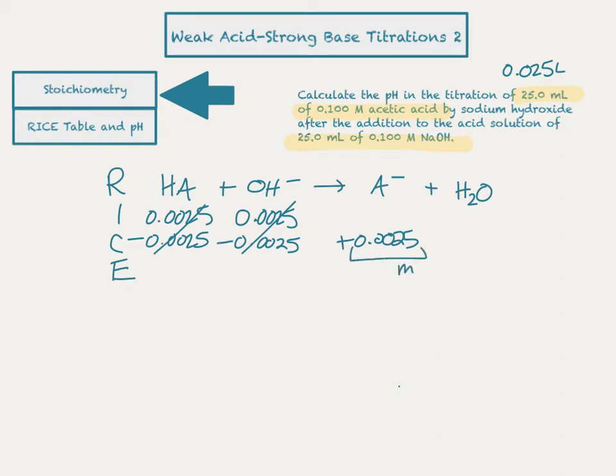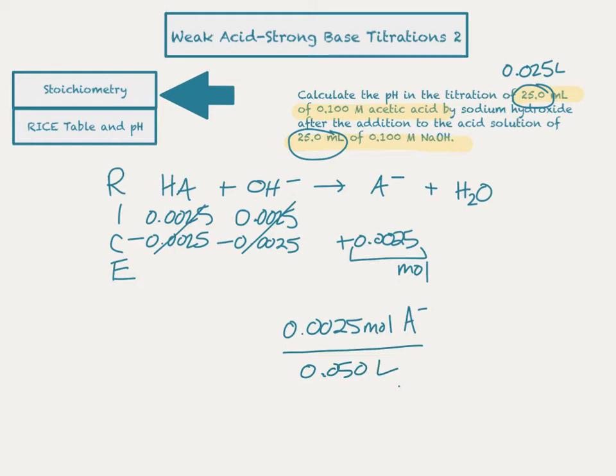I need to take these moles and turn them into a concentration to do the second portion of my question. So what I need to do is figure out how much total volume I have. I have 25 milliliters plus 25 milliliters for a total of 50 milliliters. So I will take my 0.0025 moles of that acetate divided by my 0.05 liters, my 50 milliliters of total volume. And that'll get us 0.05 molarity.